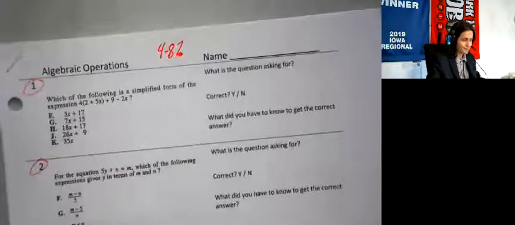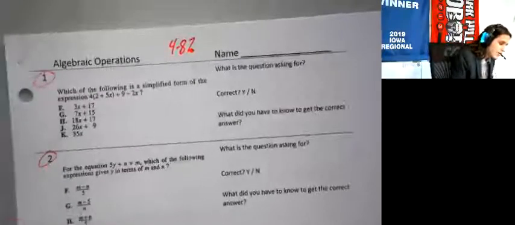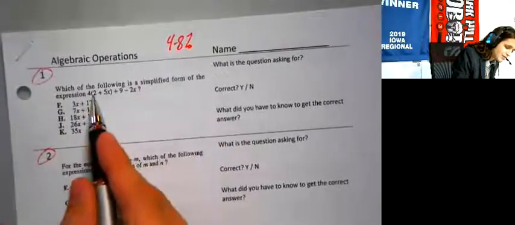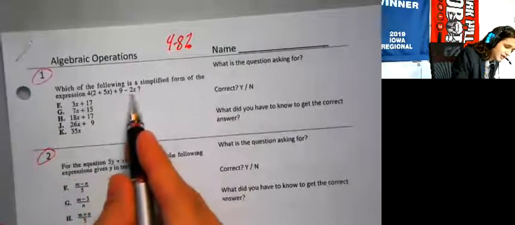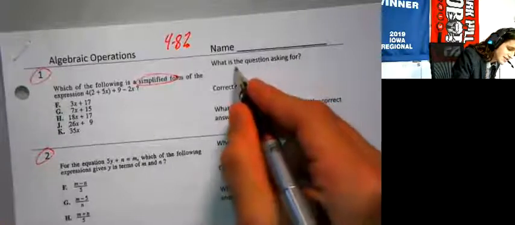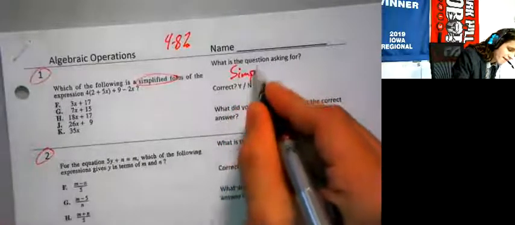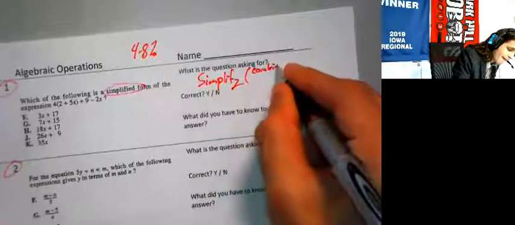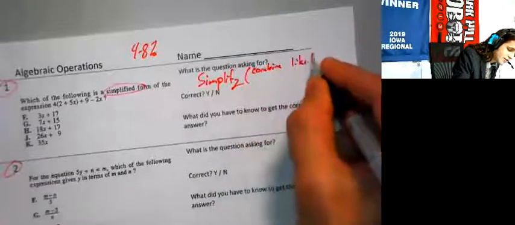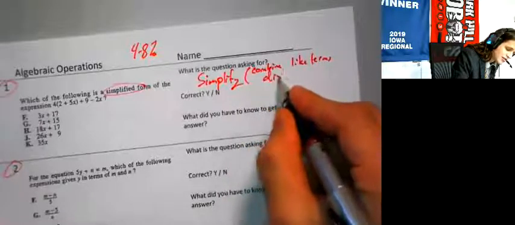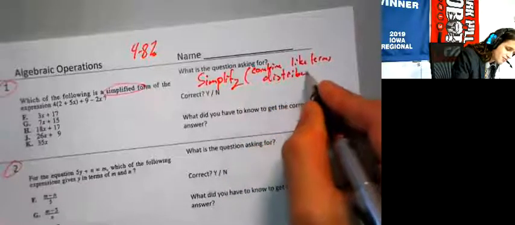We have variables now, unlike last time. Which of the following is a simplified form of the expression 4 times quantity 2 plus 5x plus 9 minus 2x? Okay, it's looking for a simplified form. What is it asking for? It's asking us to simplify. What does simplification often mean? Simplification often means combine like terms, and it might involve some distribution.